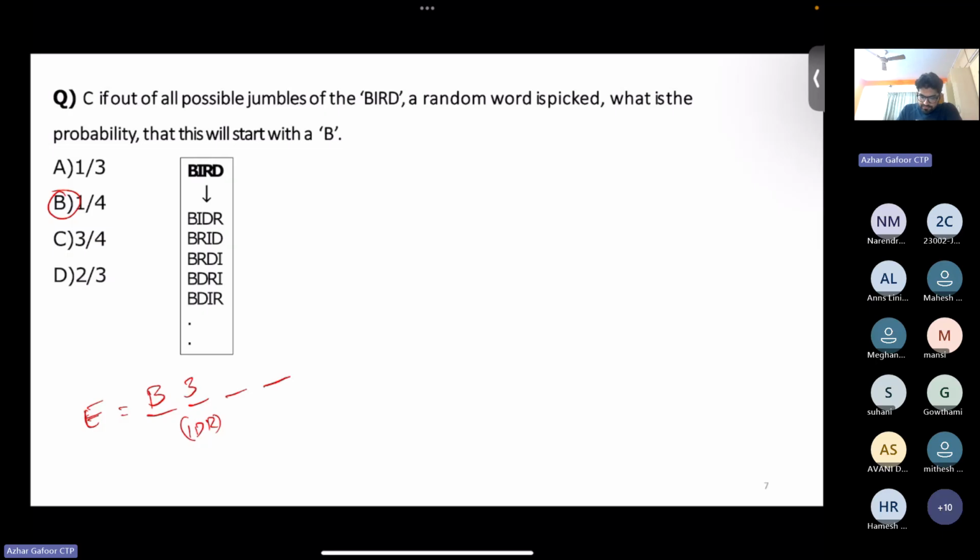And if we fix one letter in the second position, the third position will have 2 remaining letters. Then in the last, we'll have the leftover letter. So the total number of events is 3 into 2 into 1. Whereas for the sample space, any of 4 letters can be given here, then we have 3, 2, 1. So it will be 4 factorial, that is 4 into 3 into 2 into 1. So the final probability is 3 factorial by 4 factorial, which is equal to 1 by 4.